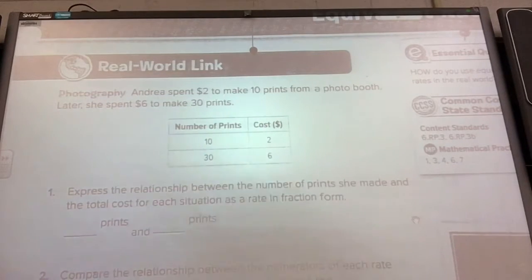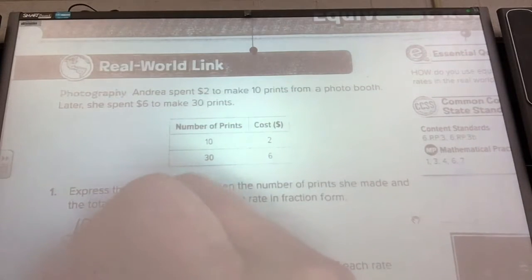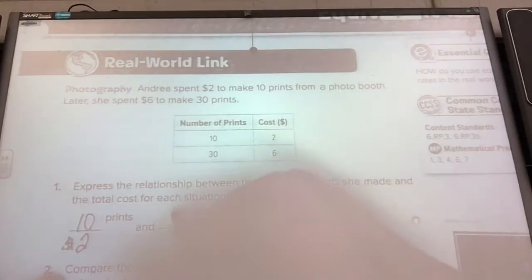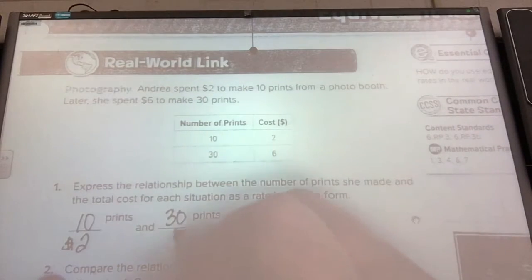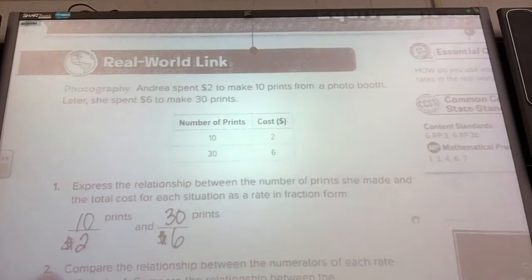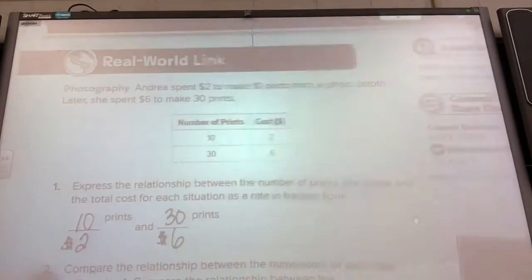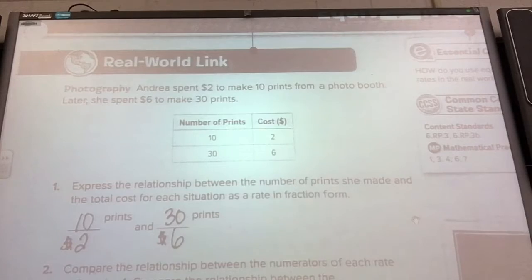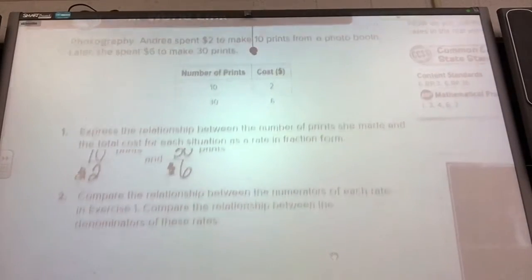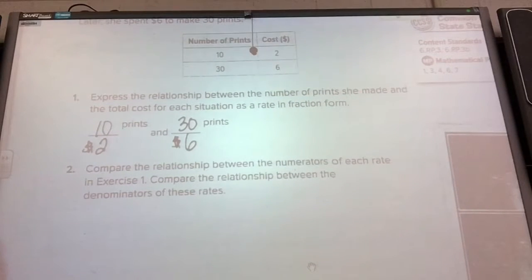So the first one, we have 10 prints for $2. And the second one, we have 30 prints for $6. Okay? Make sure this isn't leaking through so you can see it's wanting to leak through. Alright. I better go to a pencil. Then it's asking us to compare the relationship between the numerators of each rate in exercise 1 and compare the relationship of the denominators of these rates.